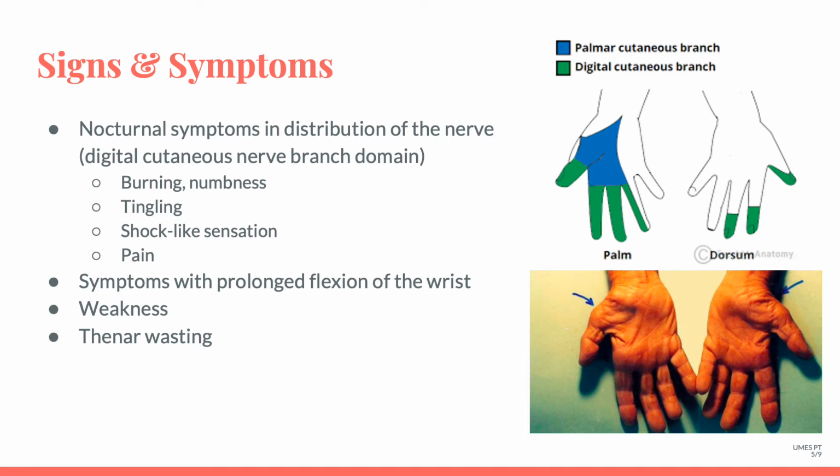And then as the disease progresses, you might get symptoms during the day with prolonged flexion of the wrist, so repetitive movements aggravating the wrist. And then it could turn into weakness and thenar wasting, which is a much later symptom that you'll see. You can see in this picture to the right that the person has his thenar eminence really worn down. So that's a pretty late stage of carpal tunnel.